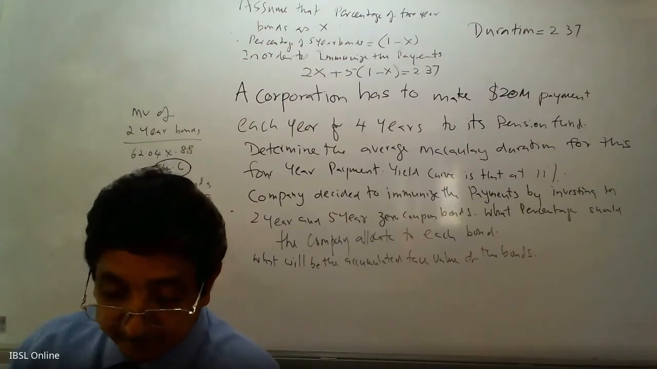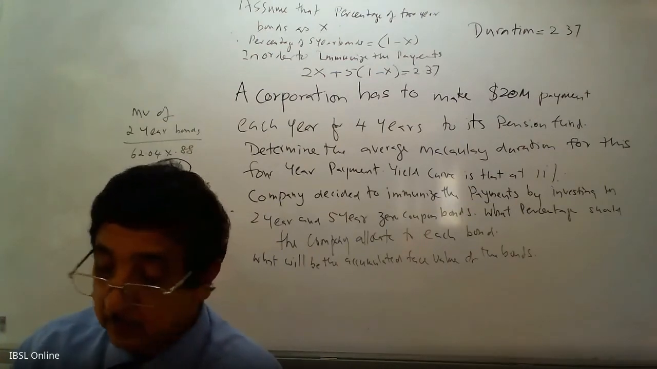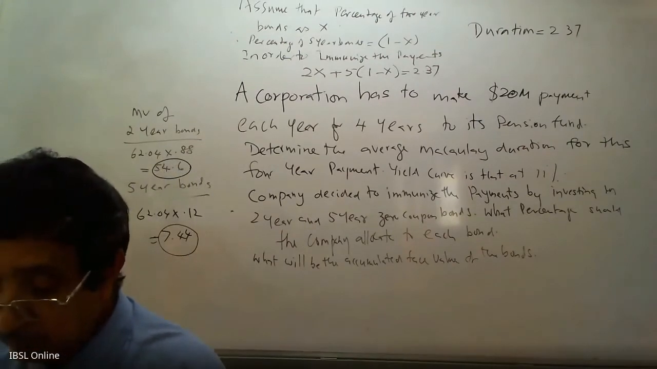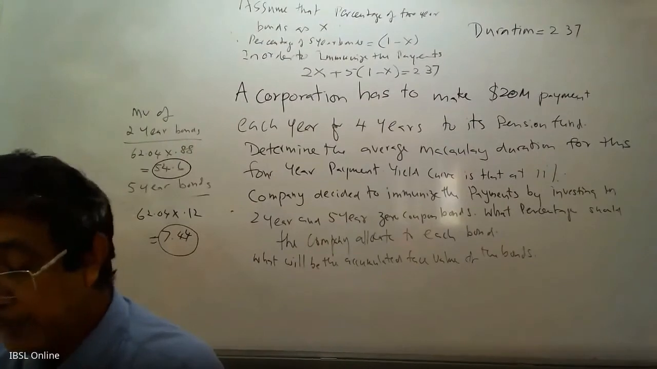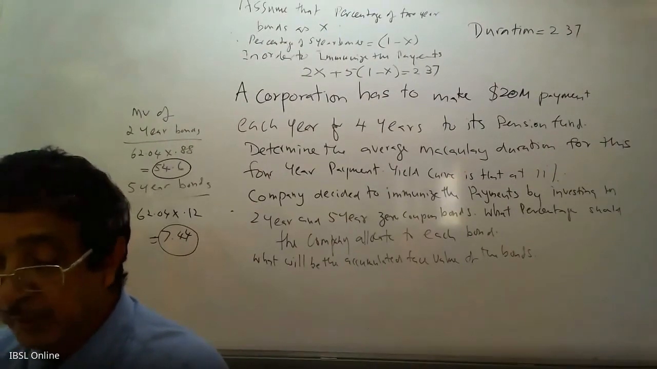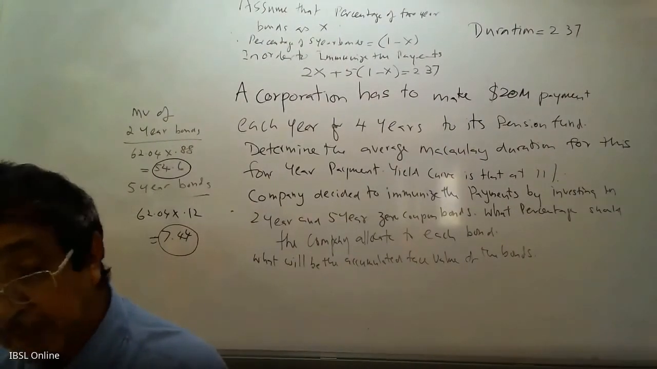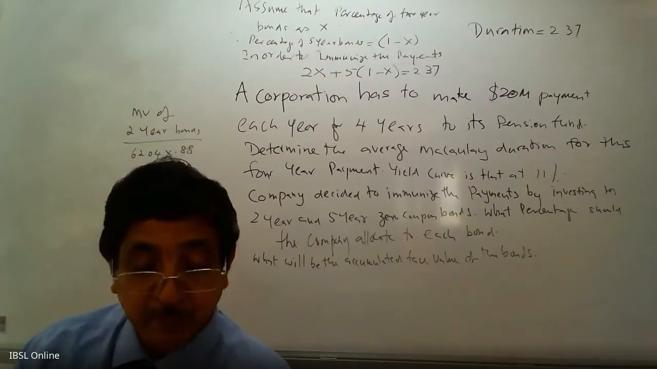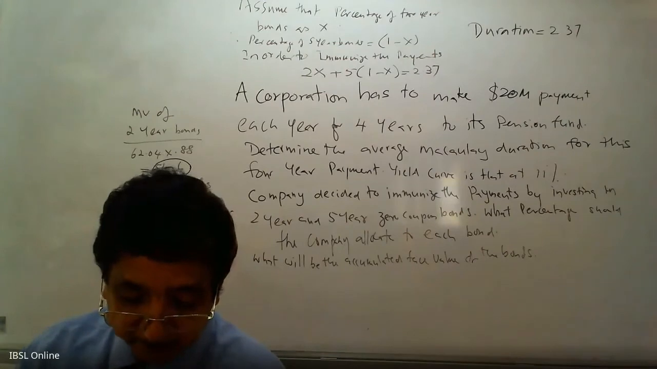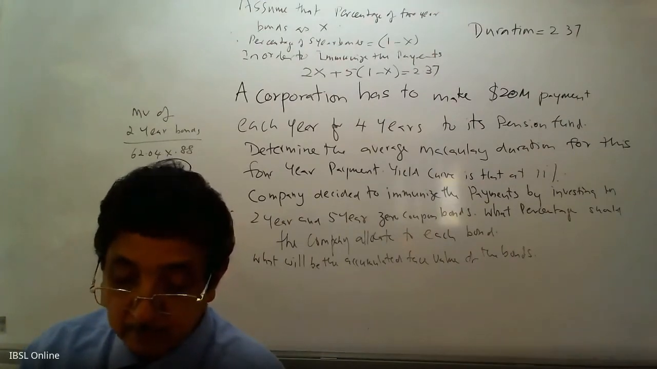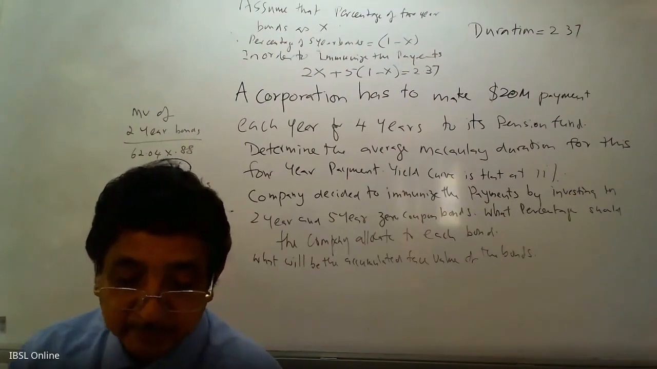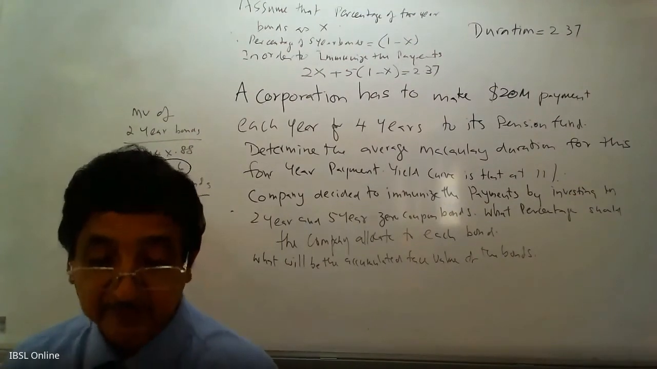Then the other one is 7.44 into how much? 1.11 to the power 5, because it's a 5-year bond. Since it's a 5-year bond, it has to be 1.11 to the power 5. So that comes to 12.54. Correct, very correct.